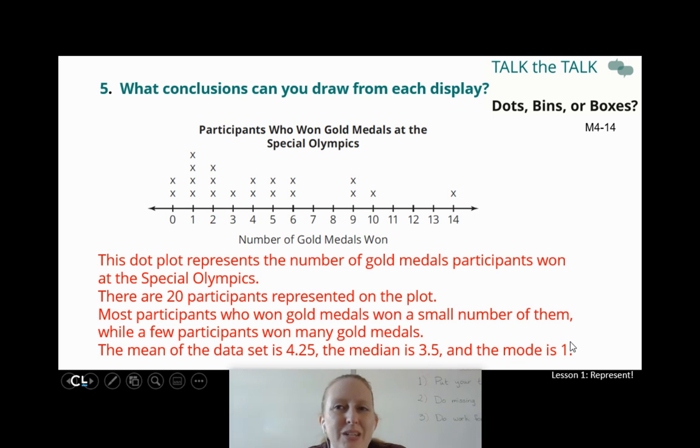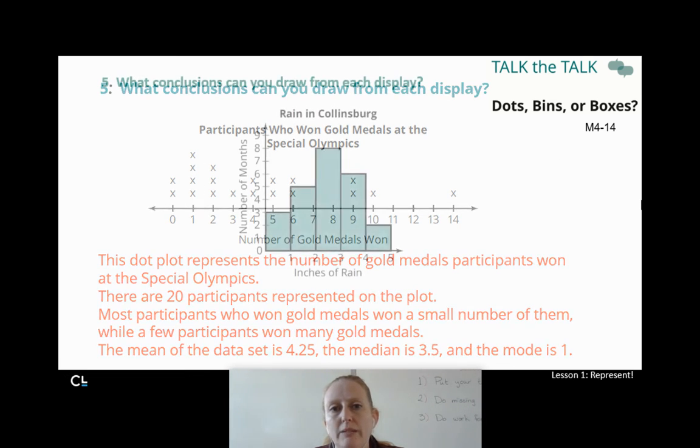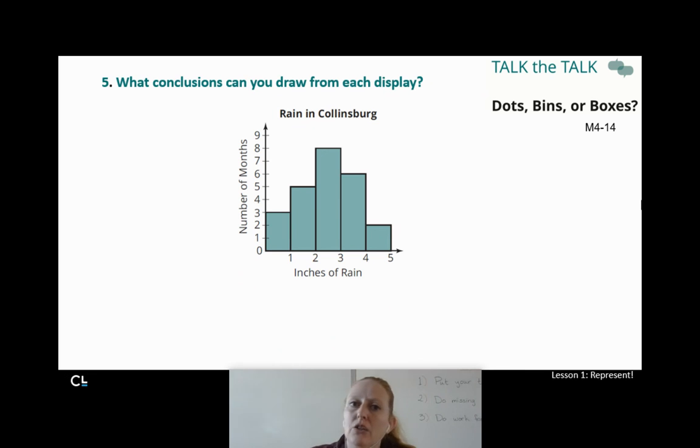Do you remember mode? That's the one that shows up the most often. 1. Most people won 1 medal. Great. What conclusions can you draw from this display?